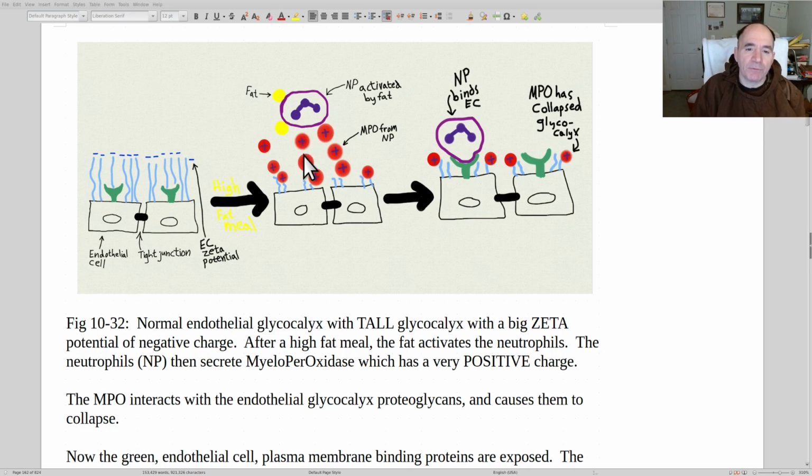They will then float down to the endothelial glycocalyx, and they will bind to the negatively charged glycocalyx, and they actually cause it to collapse down. When the glycocalyx collapses, these binding molecules become exposed, and the white blood cells, like the neutrophils, can bind to them. This can slow down flow through the capillary. It can lead to formation of clots and atherosclerosis. So it's something that you don't want happening. This is another reason why high-fat diets are a bad idea.